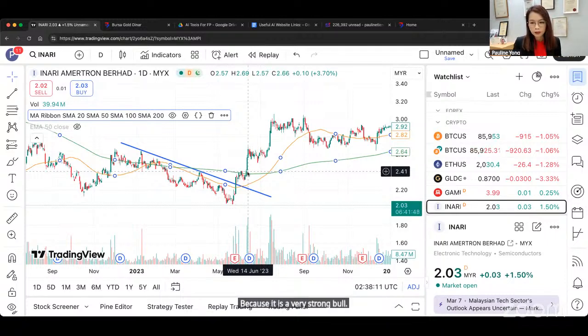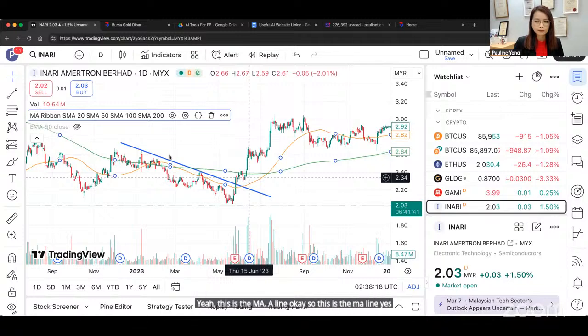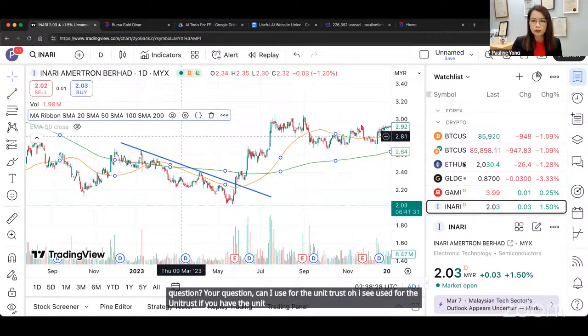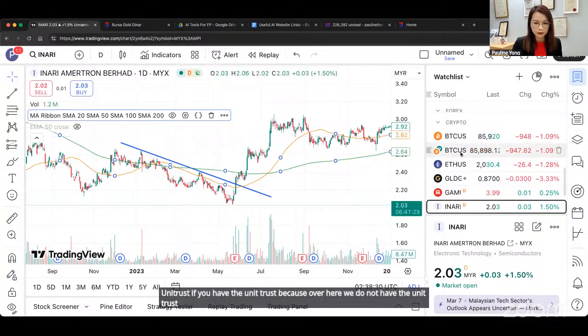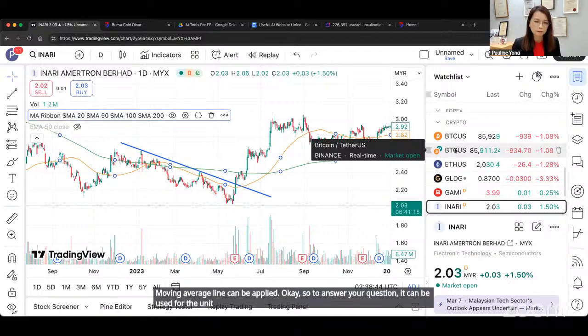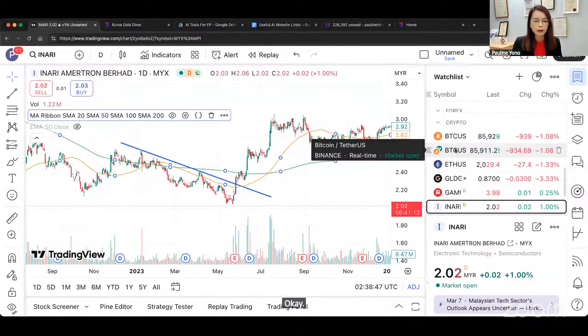Can MA be used? Yes, this is the MA line. What is your question? Your question, can I use it for the unit trust? Oh, I see. Use it for the unit trust if you have the unit trust, because over here we do not have the unit trust, but we do have the ETF. As long as you are looking at some form of a chart, the moving average line can be applied. So to answer your question, it can be used for the unit trust as well. If you are able to see a chart for the unit trust, yes, you can.